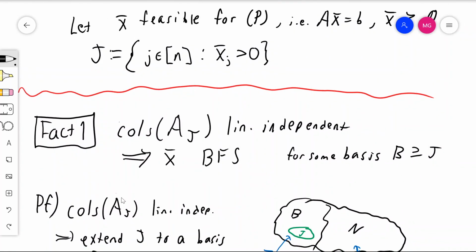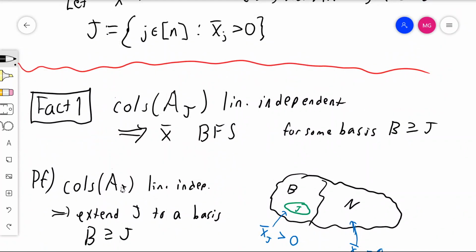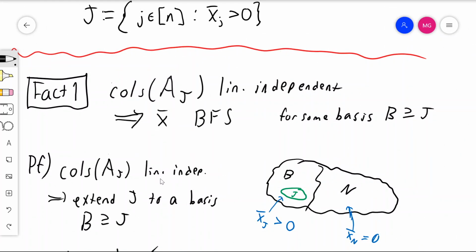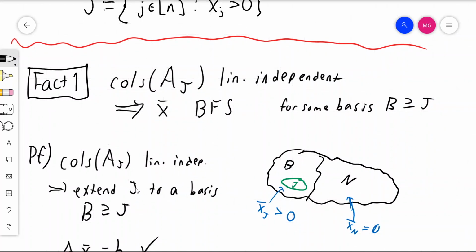So why is that true? If all the columns of this submatrix are linearly independent, that means we have a bunch of vectors that are linearly independent. So extend that to a basis, where you add in more columns of the matrix A to give you a basis of the overall space, and that will be B. So B is just an extension of J. In linear algebra, when you have a vector space and linearly independent vectors, you can always extend to a basis. So do that, and for whatever basis you've extended to, x bar is a basic feasible solution for that basis.